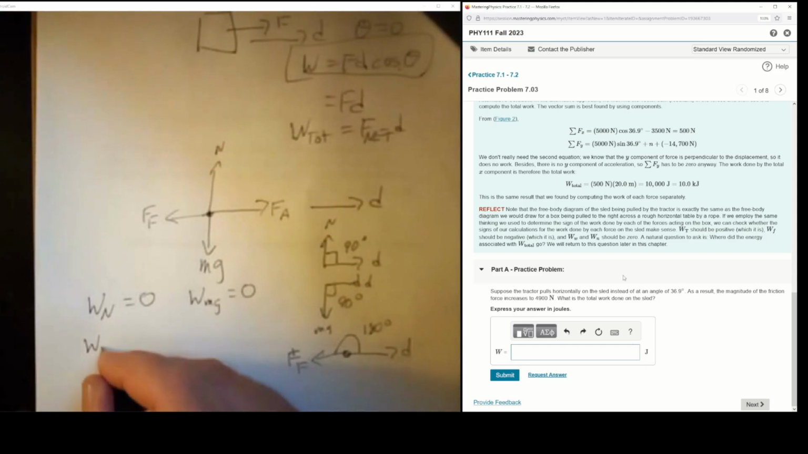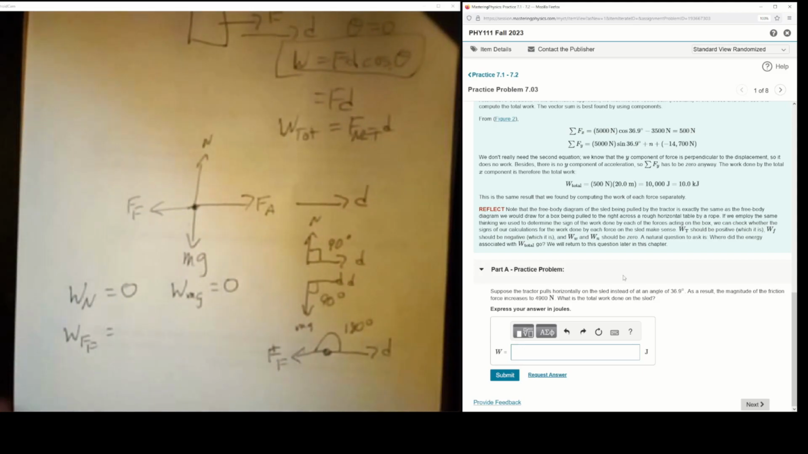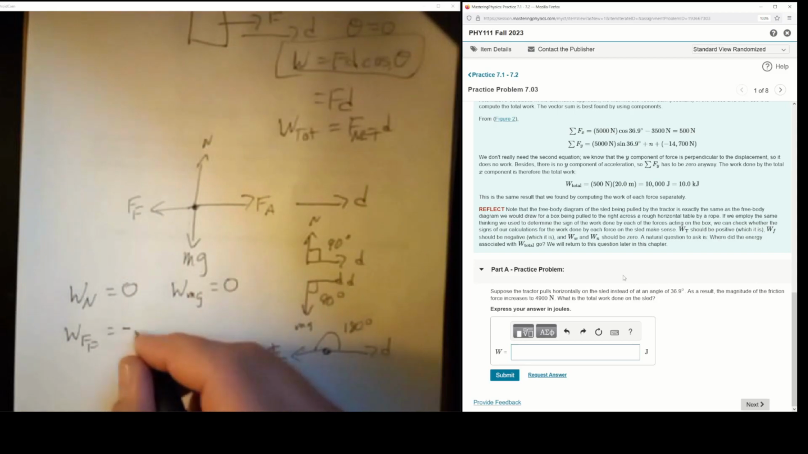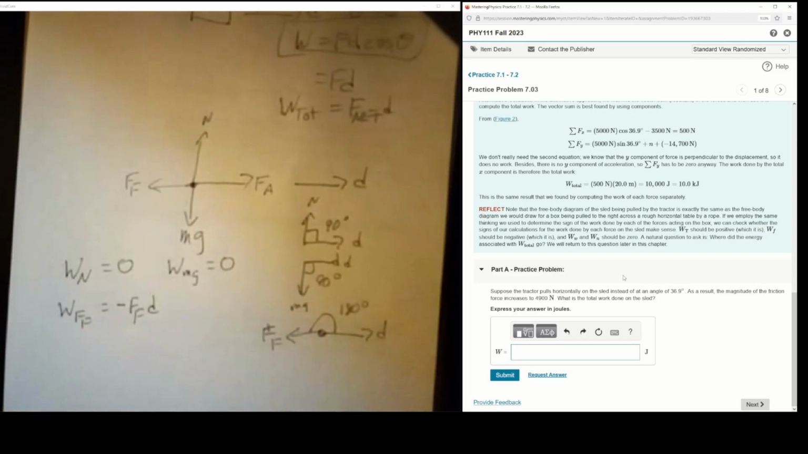And so if we look at the work done by friction, we will have cosine 180, which is minus. So we would have minus the force of friction times the displacement we're moving through. So friction is doing work here. Remember, a minus sign means it's taking away energy.